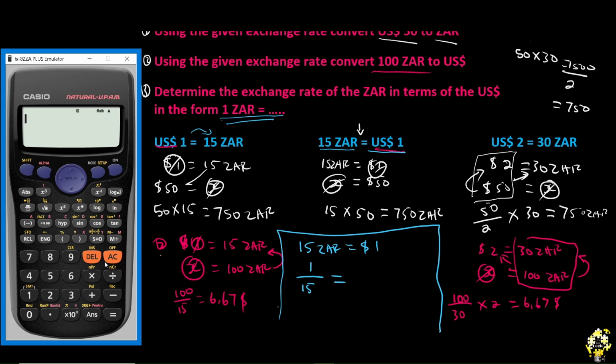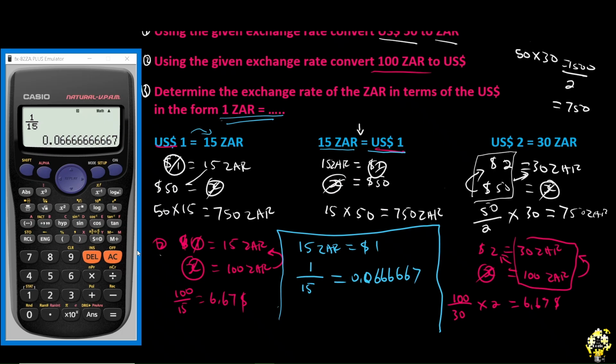And let's see. When you say 1 and you divide it by 15, what do you get? You actually get 0.0666, and so on. It's not one decimal place. What am I saying? It's 7 decimal places. So what does this mean?